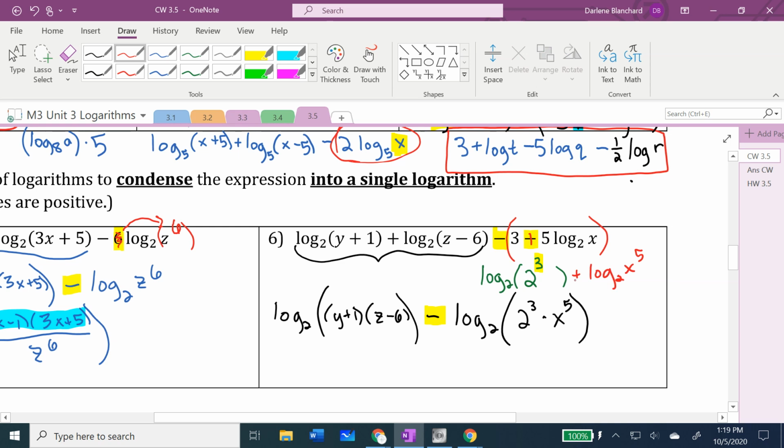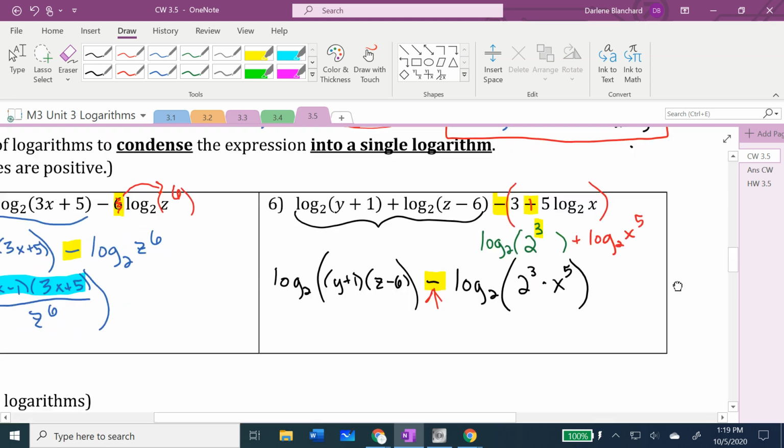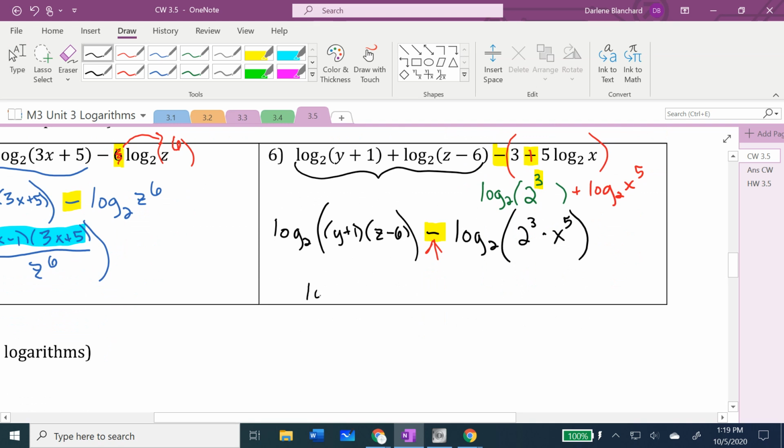And so I'm using the rule of when I'm adding logarithms, I multiply their insides. This subtraction sign says I can turn this into a division between the two. So log base 2 of, and this lovely numerator. It's an issue of the distribution of that negative sign. And I'm going to go right back to it in a second. Let me finish writing this down, and then I'll go back to that issue.